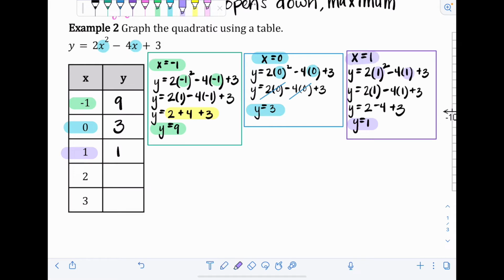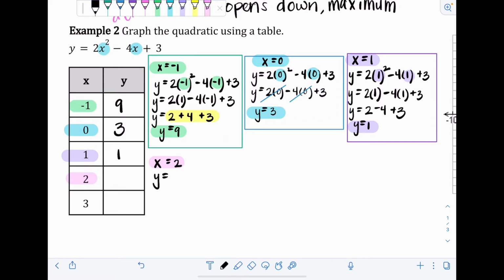And then our next x value is going to be 2. So x equals 2. So same process, put 2 in for x into the function. So it'll be 2 times 2 squared, and then minus 4 times 2, and then plus 3, and then simplify exponents first. So y equals, bring down the first 2, and then 2 squared means 2 times 2, so that's 4, minus 4 times 2 plus 3, and then now we can multiply.